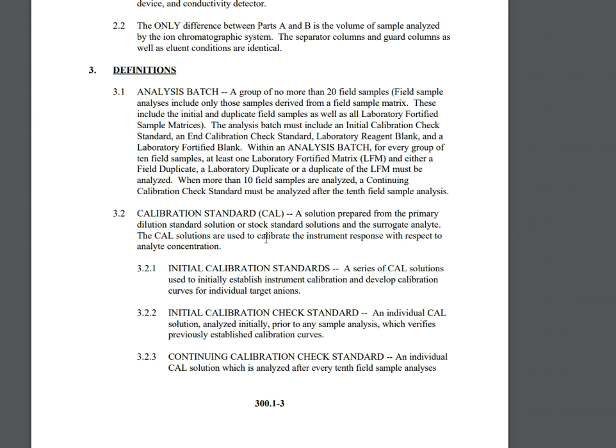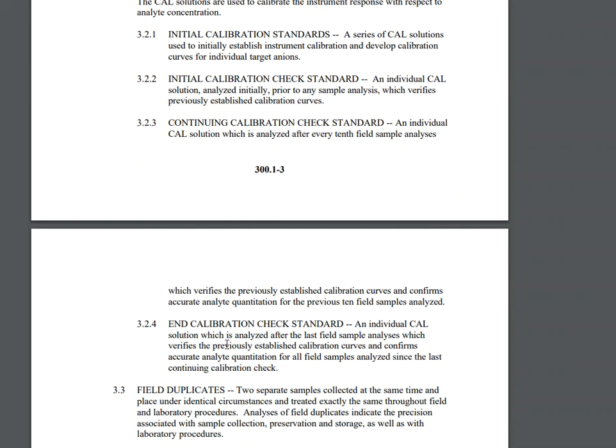So once I make the calibration standard and the calibration curve, what else do I need to do? Well, for this method, and like many others, you will often see an initial calibration standard, which is the set that I'm running that makes the cal curve, right? It says it will develop the calibration curves. And then you'll do an initial calibration check standard, a continuing calibration check standard, and then an end calibration check standard. Okay, so what are these?